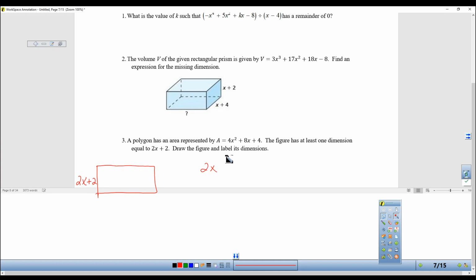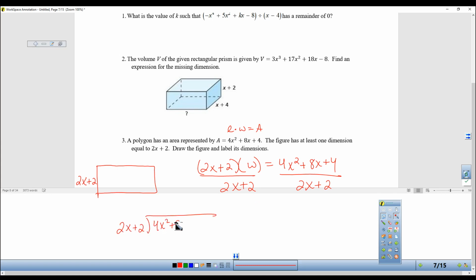So I guess the point is that it's got to be length times width is equal to area. So 2x plus 2 times the width, or times the length, either way, is equal to area, which they said in this case is 4x squared plus 8x plus 4. So I divide both sides by 2x plus 2. Can I use synthetic? I cannot. So synthetic only works when you simply have x plus or minus a number, not 2x. But that's okay. The long division isn't terrible.